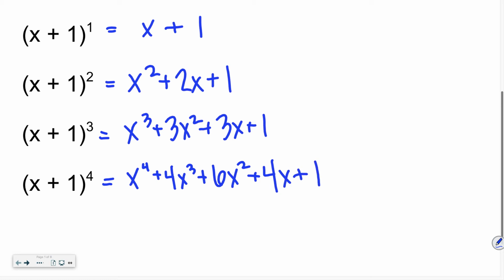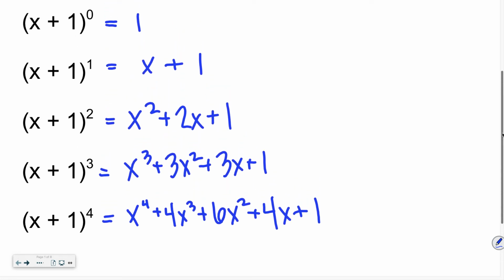Okay, now some of you are already talking about what you thought this was going to look like before you even multiplied it out. Look at those coefficients. 1, 1, 1, 1, 2, 1, 1, 3, 3, 1, 1, 4, 6, 4, 1. Oh, it's like a triangle thing. Pascal's triangle.